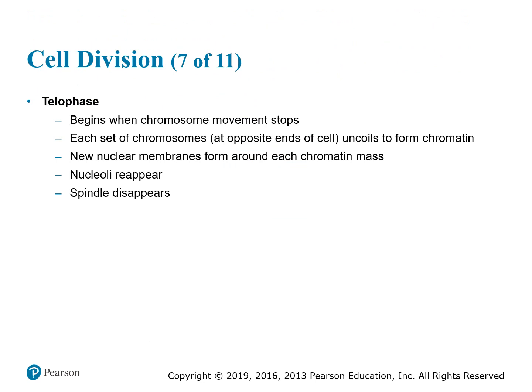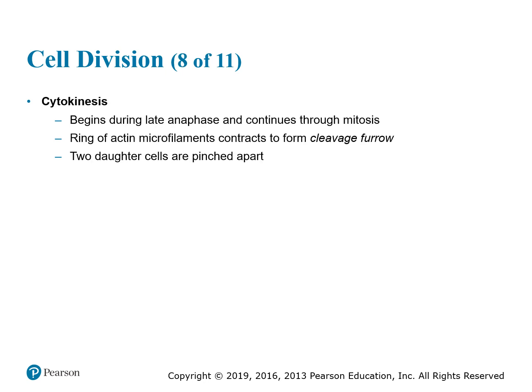Then we begin telophase, which is almost the exact opposite of prophase. So once the chromosomes arrive at the poles, the chromosomes will decondense, so they will uncoil, the nuclear membrane will reform, the nucleoli will reappear, and the spindle, the mitotic spindle, will disappear as well.